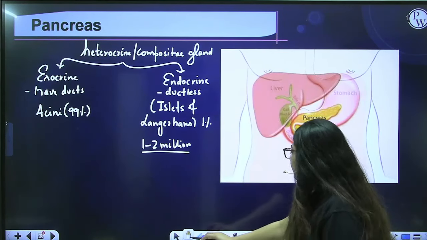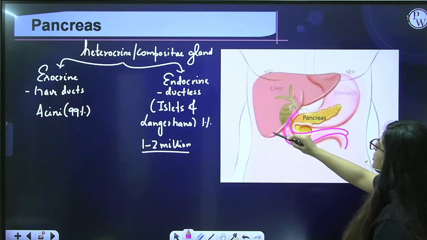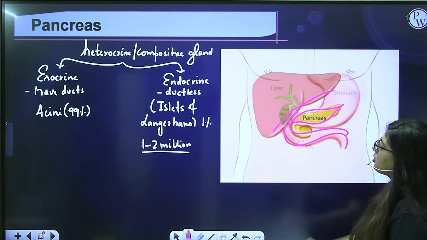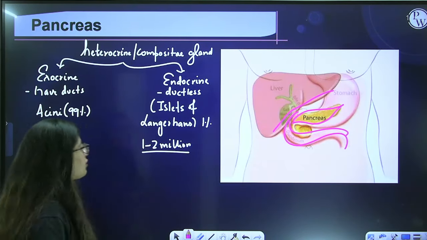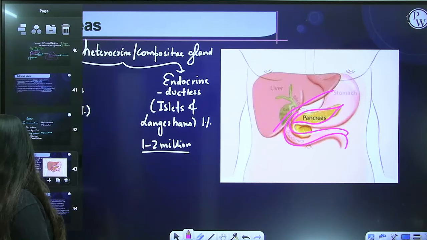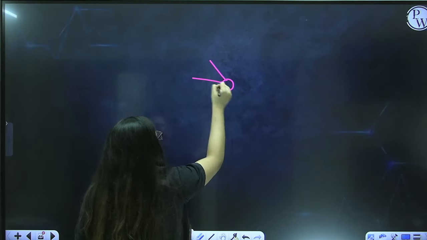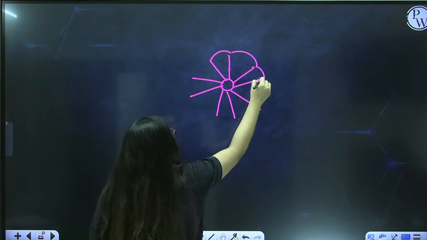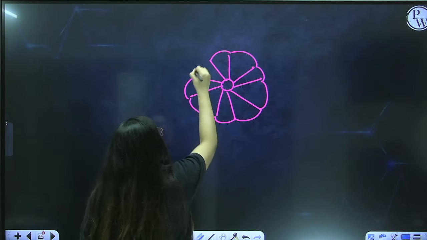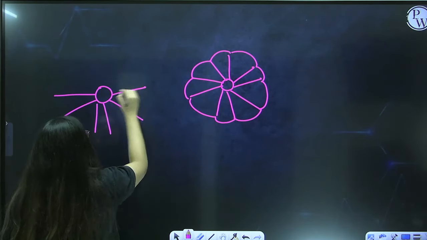What's the location of the pancreas? As you can see in this diagram, this is the duodenum. Okay, this is the liver. So the pancreas is present just right here, below the stomach. Okay, all right. So how do these acini look? If we take a section of pancreas, you will see these flowers. These flower-shaped structures are acini. They are many in number, not much.